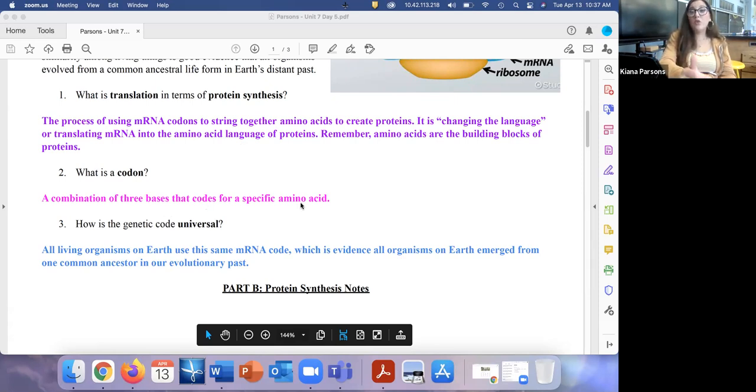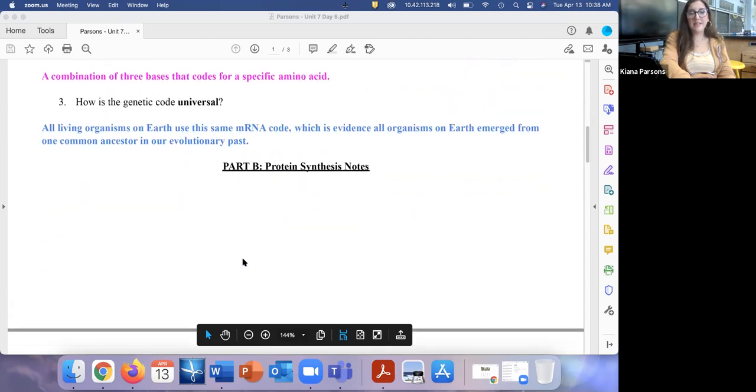And we will use the universal codon chart, which is kind of a complicated looking chart, but anytime that you actually have to use it, for example, on the regents, you will be given the universal codon chart. And we'll go over how to read it in class when we do our classwork for this day. So we will use the universal codon chart to see which codons code for which amino acids. How is the genetic code universal? All living organisms on Earth use the same mRNA code, which is evidence that all organisms on Earth emerged from one common ancestor in our evolutionary past.